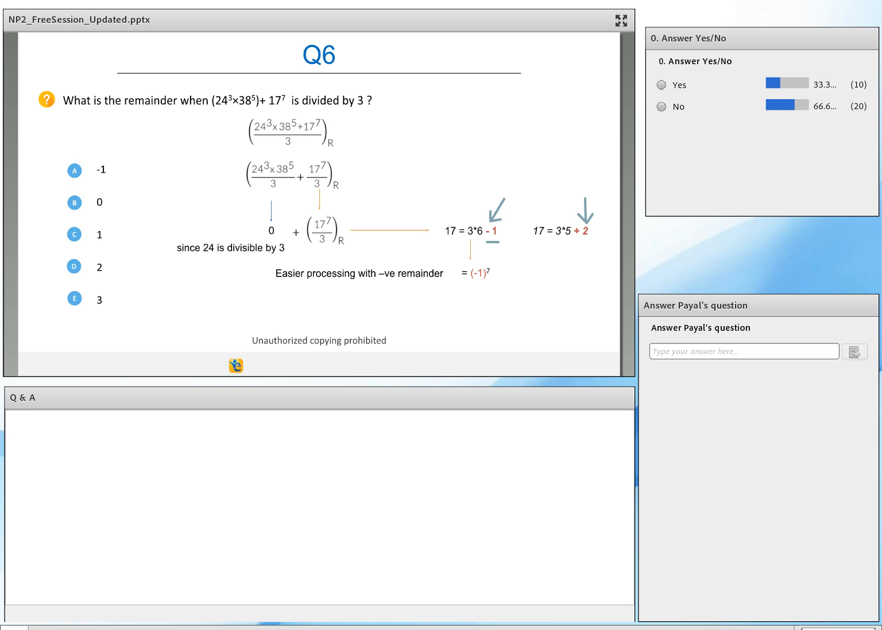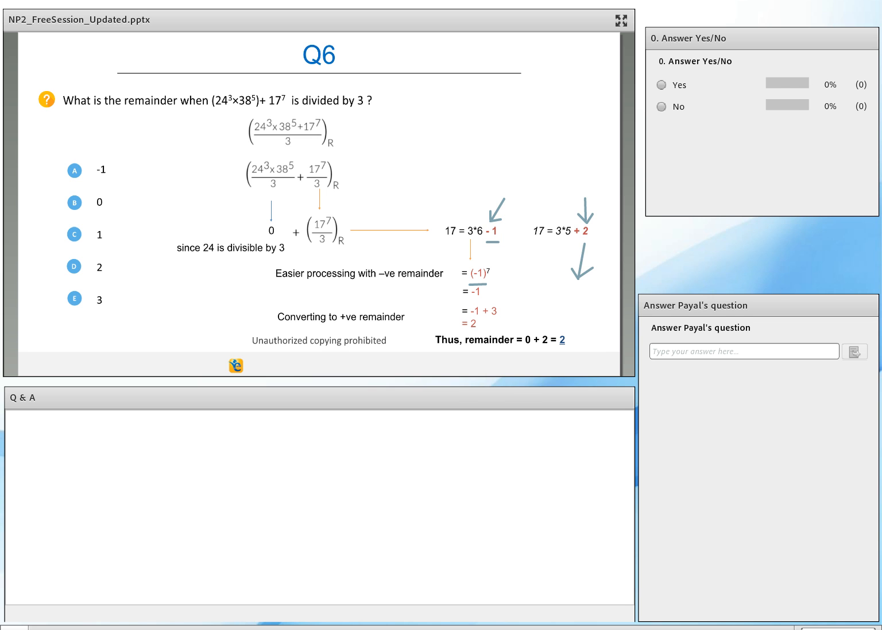And if I raise 2 to the power 7, I'll get a big number, then I'll have to divide that by 3 again to find my remainder. Right, so it's much easier for me to do the processing with this negative remainder. What I get is minus 1 raised to the power 7 is nothing but minus 1. I convert that to positive remainders by simply adding 3 back. 3 is my divisor, and I get 2 as the answer. Versus if I had to go this route, I would have had to calculate 2 to the power 7, divide that number by 3, and then get to the answer.